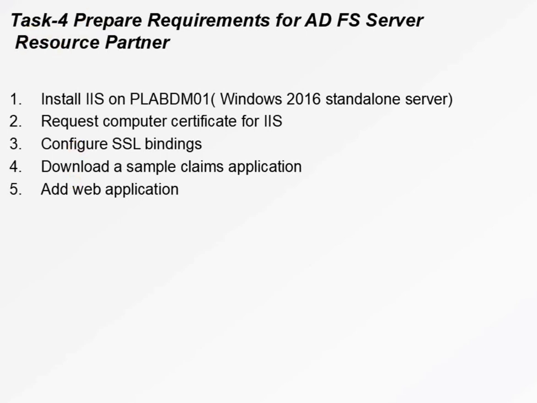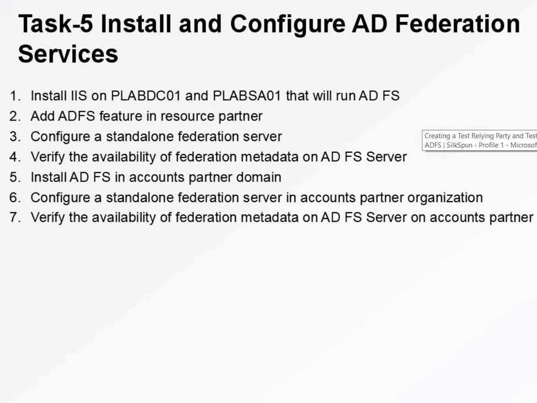So now we are going to see task 5. Task 5, install and configure AD Federation Services. There are 7 tasks. We are going to see them one by one, 7 steps. So first we are going to see install IIS on the domain controller and member server. Okay, so that will run ADFS. Sorry, FS.